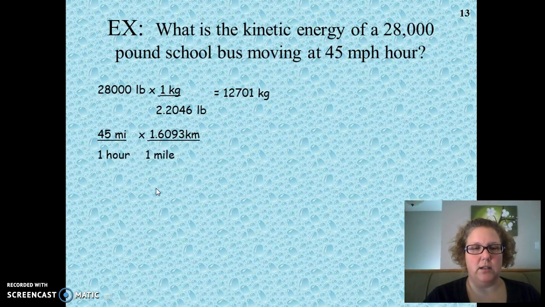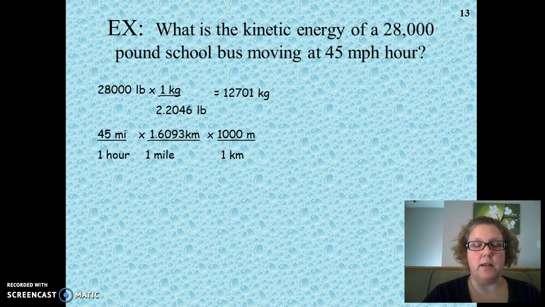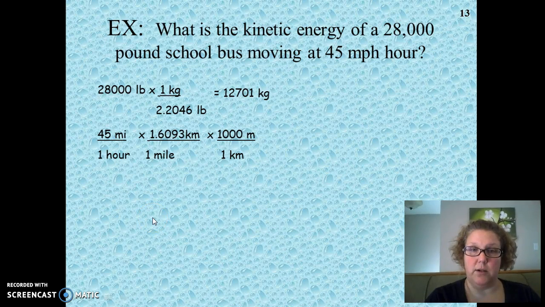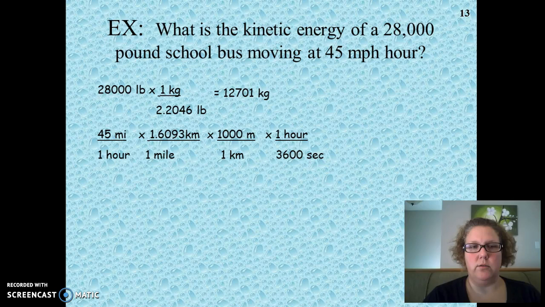So first thing is 1 mile is 1.6093 kilometers. I wouldn't expect you to know that off the top of your head. And then there's 1,000 meters in a kilometer. Now, at this point, I have meters per hour, and I want meters per second. So in an hour, there's 3,600 seconds. So this all works out to 20-ish meters per second.